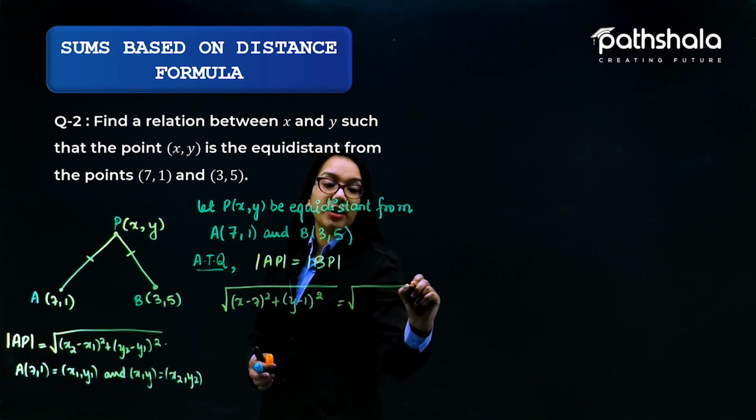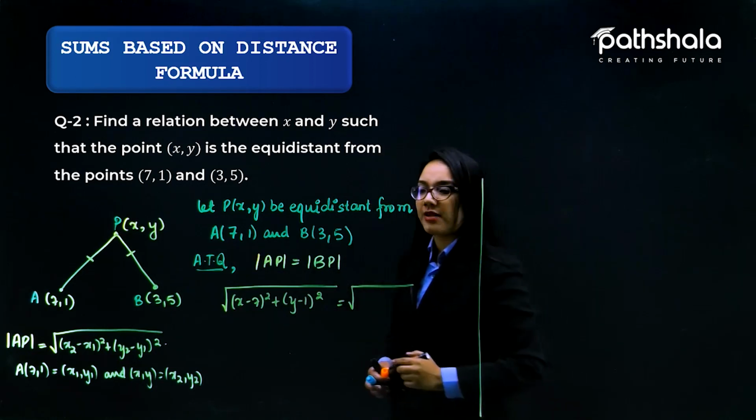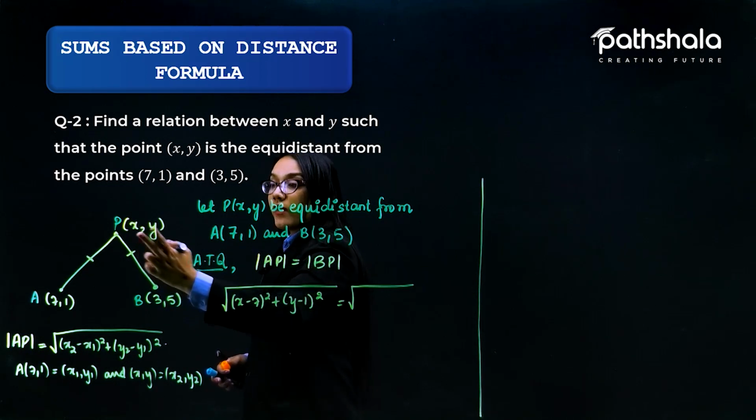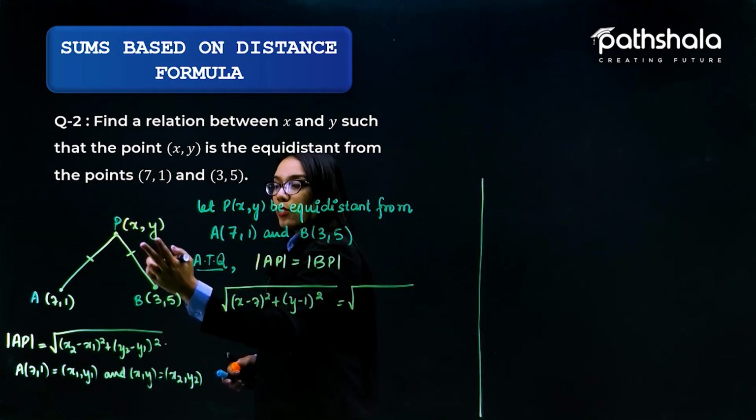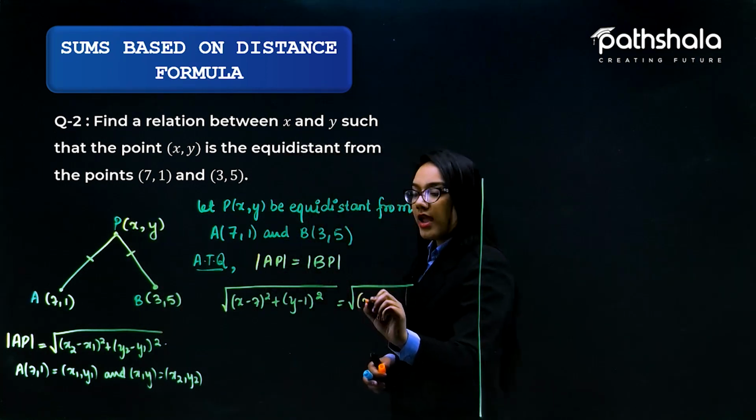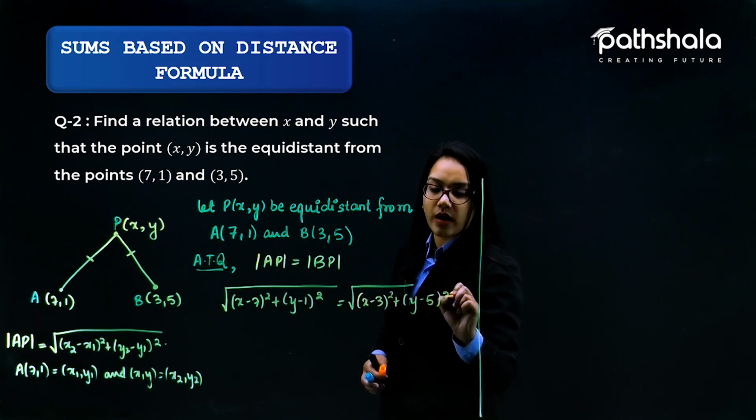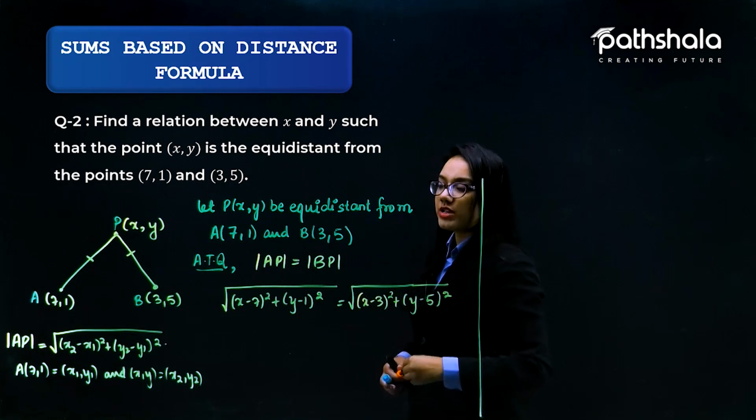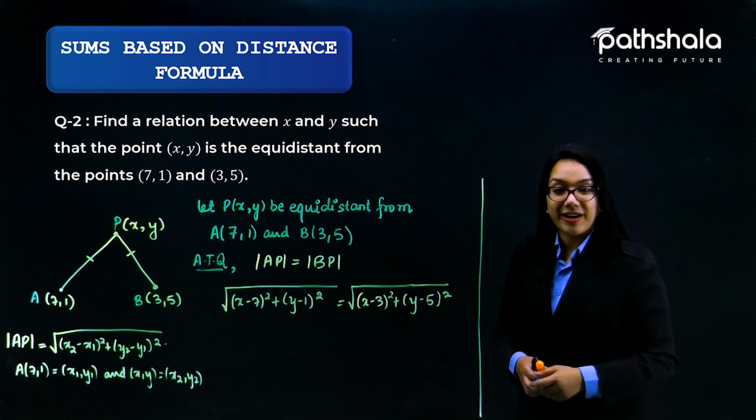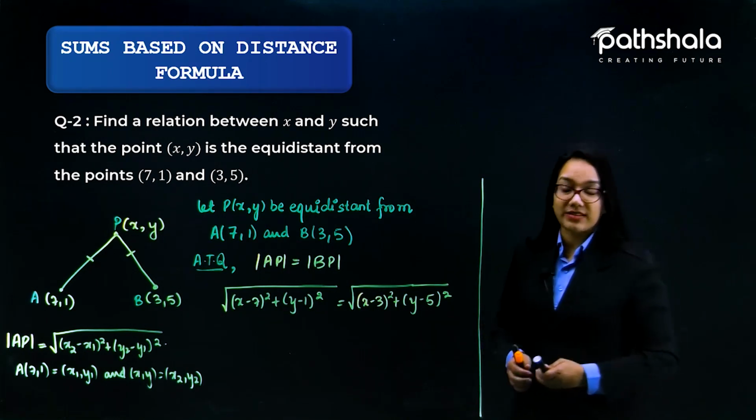In the same way, I am taking the BP distance. BP can be written as, again considering x2, y2 as (x, y) and x1, y1 as (3, 5), the square root of (x minus 3) whole square plus (y minus 5) whole square, following the form (x2 minus x1) whole square plus (y2 minus y1) whole square. So using the distance formula, I can write AP distance and BP distance in this form. Let's sort it out for the values of x and y.